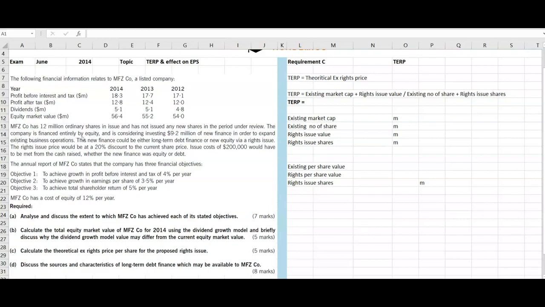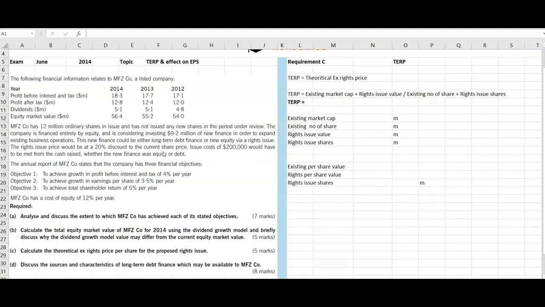The company is financed entirely by equity and is considering investing 9.2 million of new finance in order to expand the existing business operations. This new finance could be either long-term debt or new equity via a rights issue. The rights issue price would be at a 20% discount to the current share price. So the issue cost of 2 lakh would have to be met from the cash raised, whether the new finance was equity or debt. So whichever we go for, we have to pay this 2 lakh.